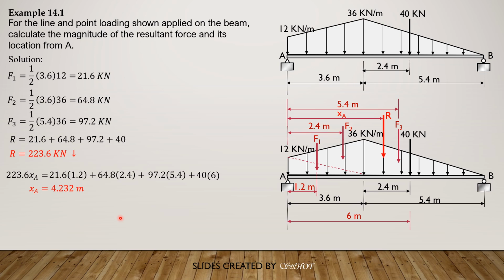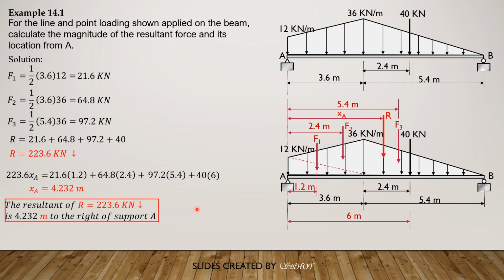So we have answered the question in problem 14.1. So we say that the resultant is 223.6 kilonewtons downward and is 4.232 meters to the right of support A.